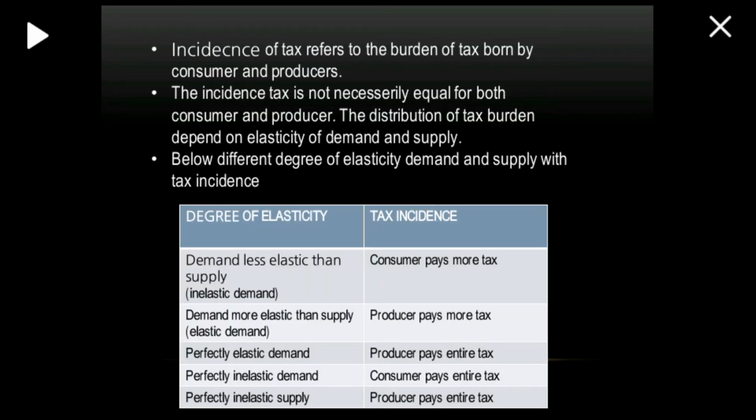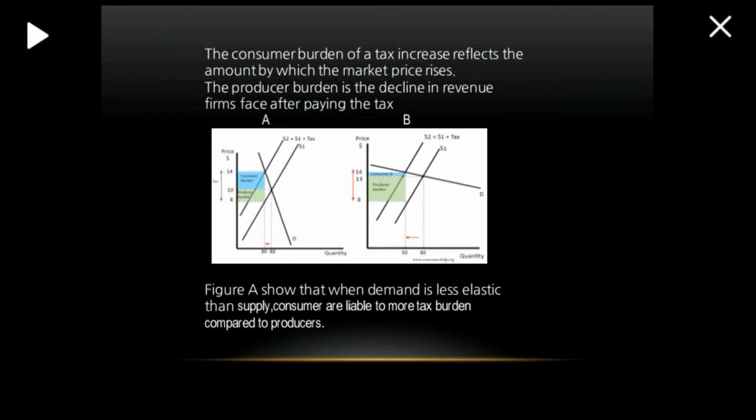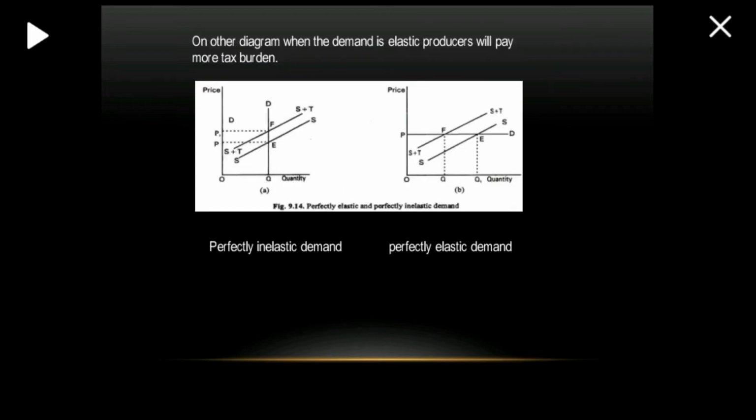Incidence of tax refers to the burden of tax borne by consumer and producer. The incidence of tax is not necessarily equal for both consumer and producer. The distribution of tax burden depends on the elasticity of demand and supply. Figures show that when demand is less elastic than supply, consumers will pay more tax. For B, when demand is more elastic than supply, producers pay more tax.